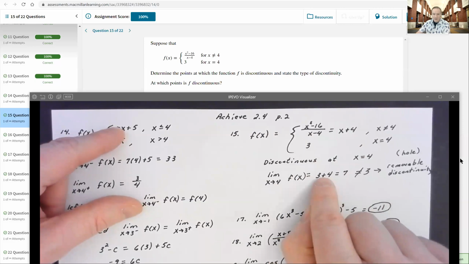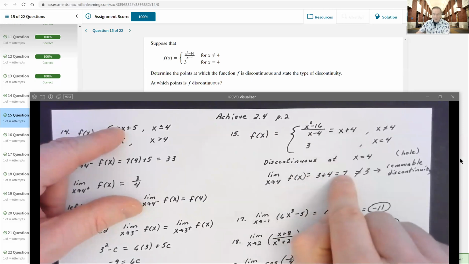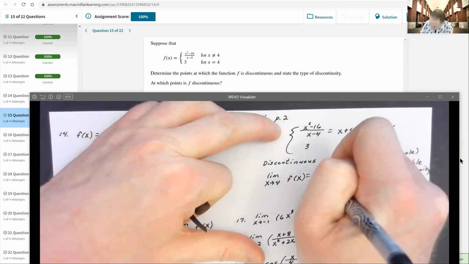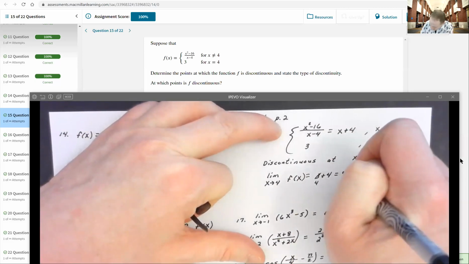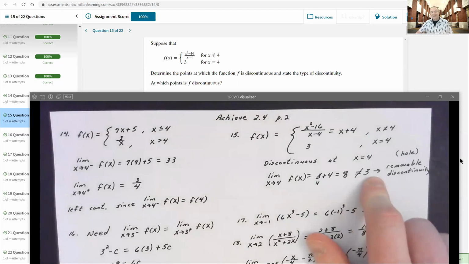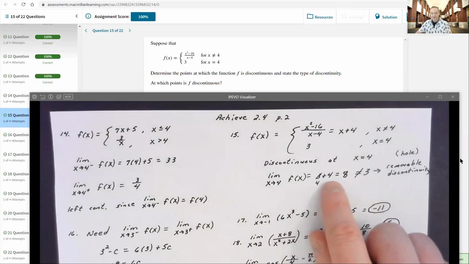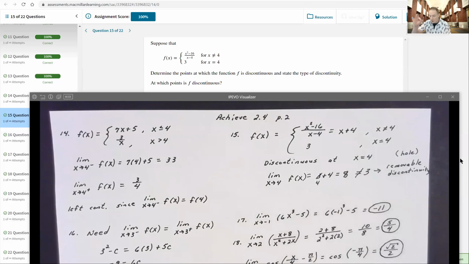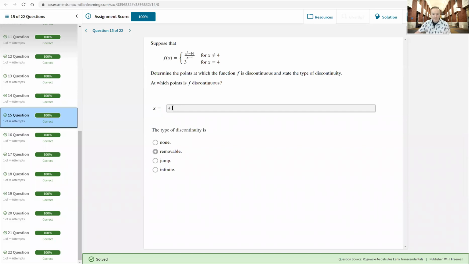I meant to plug in a 4 there. It should be 4 plus 4. That should be 8. I will fix that real quick. 4 plus 4 is 8. Either way, even if it was a 7, technically it wasn't an error because it's not equal to 3. So you'd say the limit as x approaches 4 would be 8, which is not 3. Therefore, there's a removable discontinuity at x equals 4. There's a hole in your graph there. And whenever we look at this down here, we say, yes, it is discontinuous at 4, and it is removable.